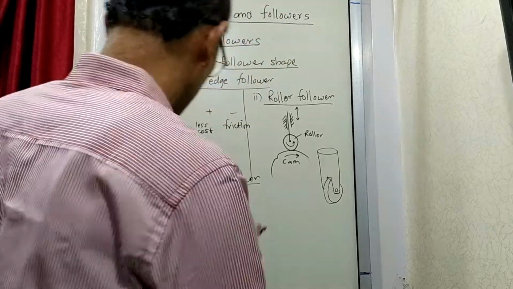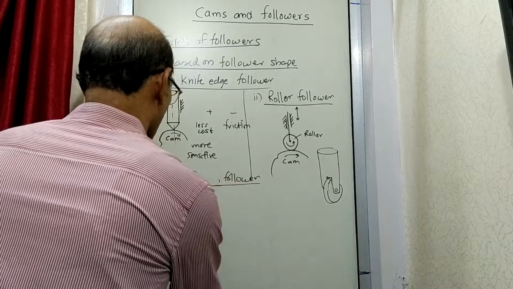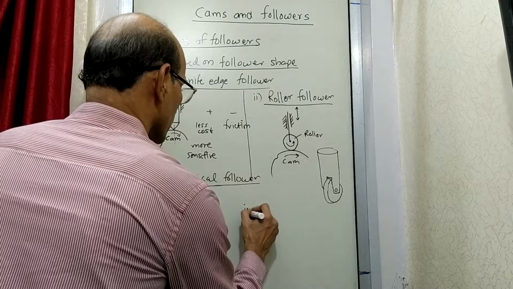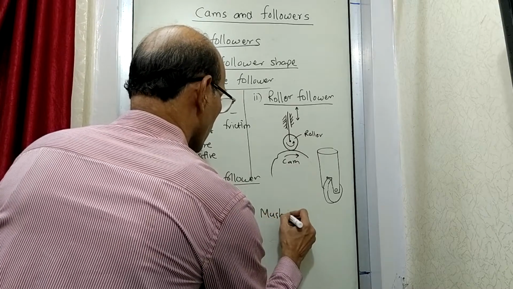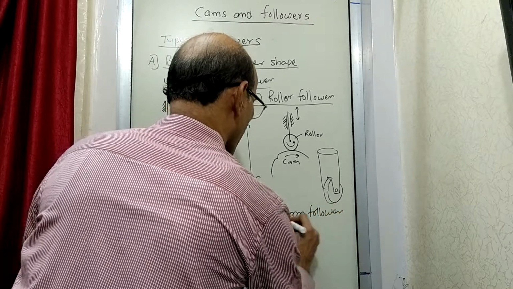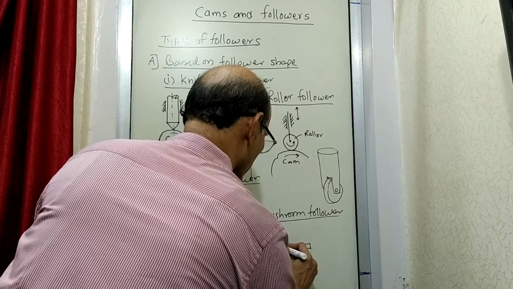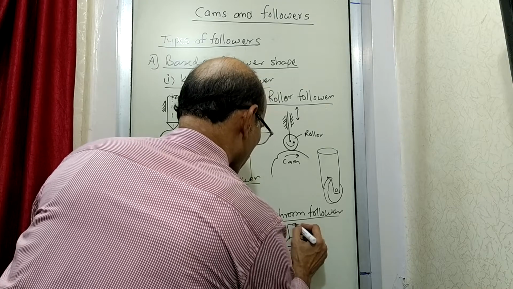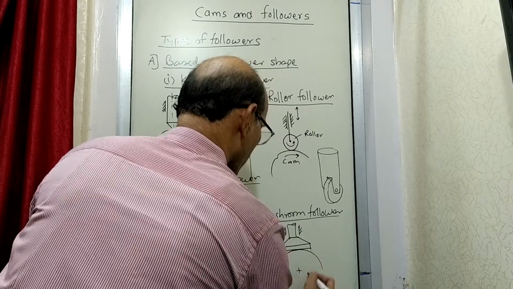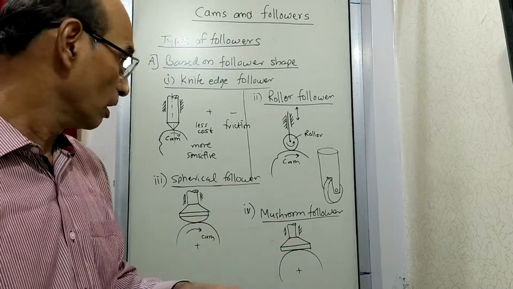No, this is in fact spherical. There is some difference. This is spherical, not mushroom. Spherical follower, and then mushroom follower I'll draw here. It's almost same, but it is flat. Flat surface, that is mushroom follower, and then flat with some curvature, that is spherical follower.